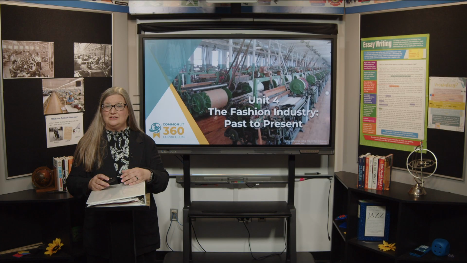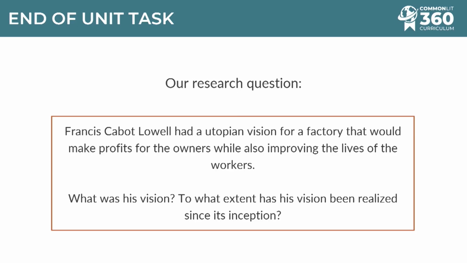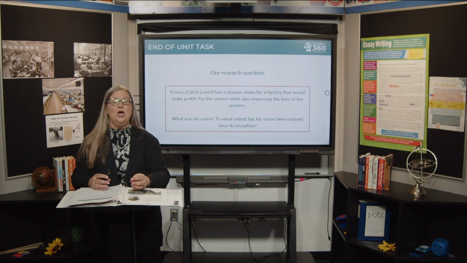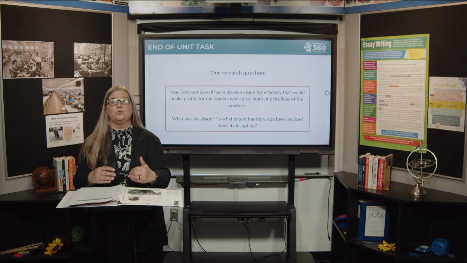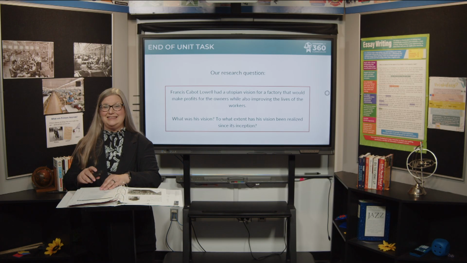So what is our research question? That's one of the things that I hinted at the beginning of this lesson, that this is a research unit, and our research question is: Francis Cabot Lowell had a utopian vision for a factory that would make profits for owners while also improving the lives of the workers. What was his vision? And to what extent has his vision been realized since its inception? We have been reading various texts so that we can answer this question. We have note catchers, and all these different resources for you to keep up with the information to answer this question at the end.